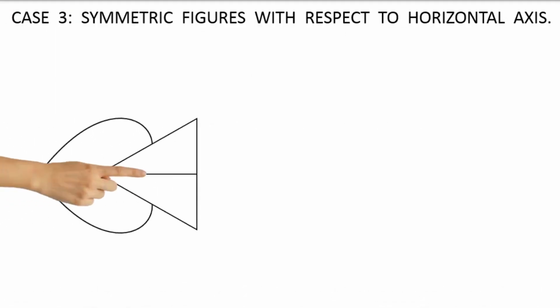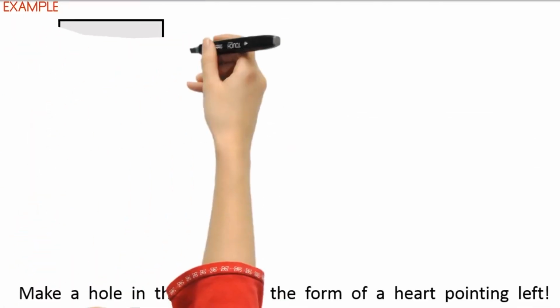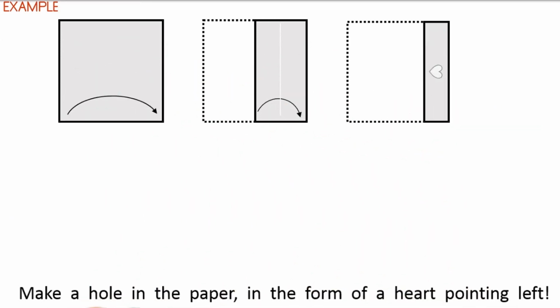Case 3. Symmetric figures with respect to horizontal axis. Example. Make a hole in the paper, in the form of a heart pointing left. Pay attention. This heart is symmetric with respect to the horizontal axis.